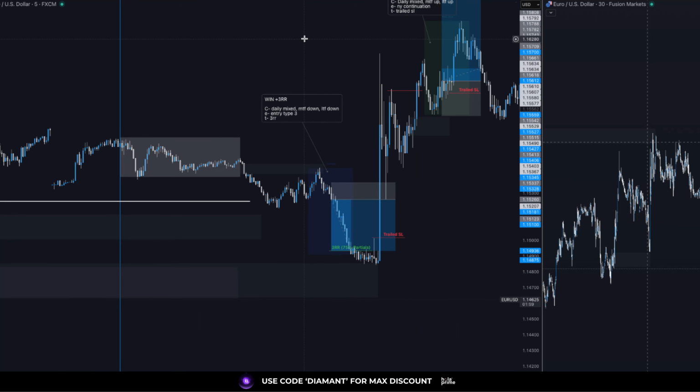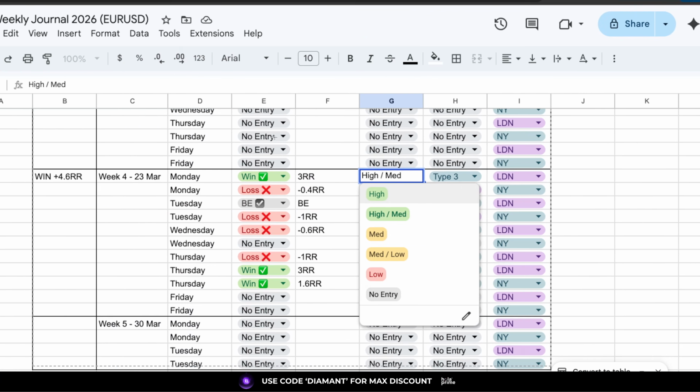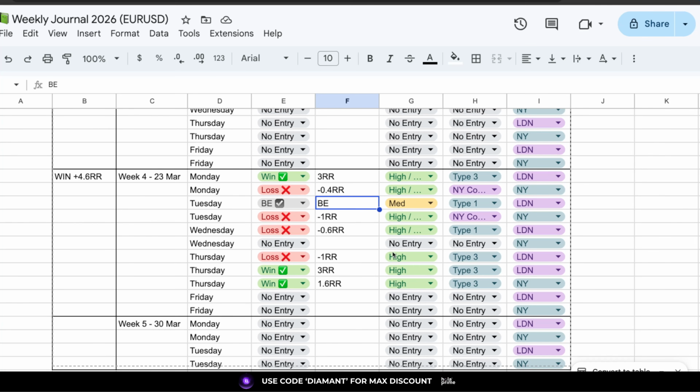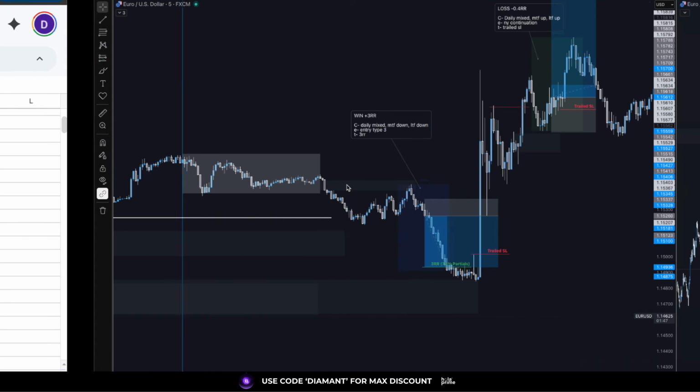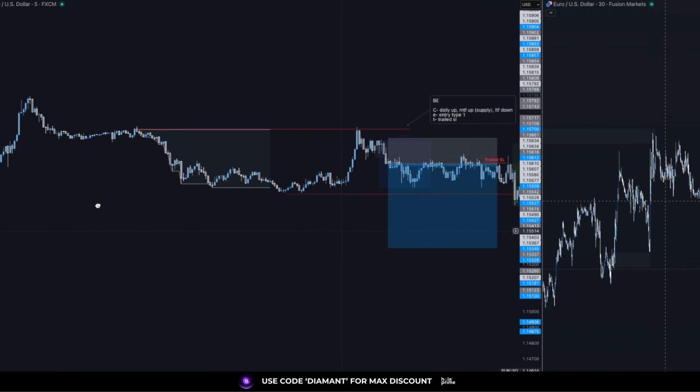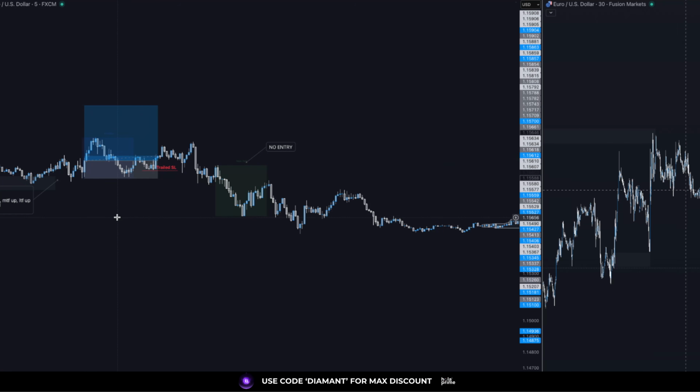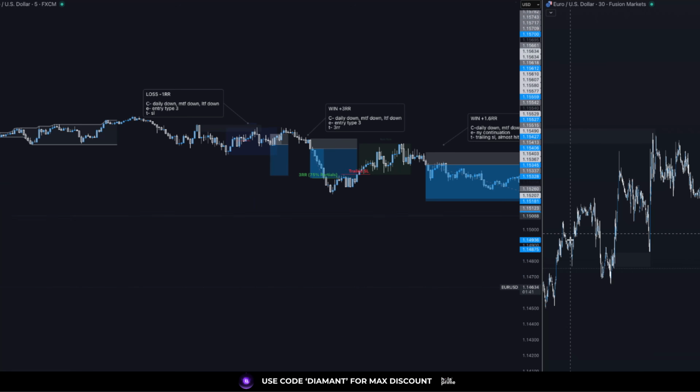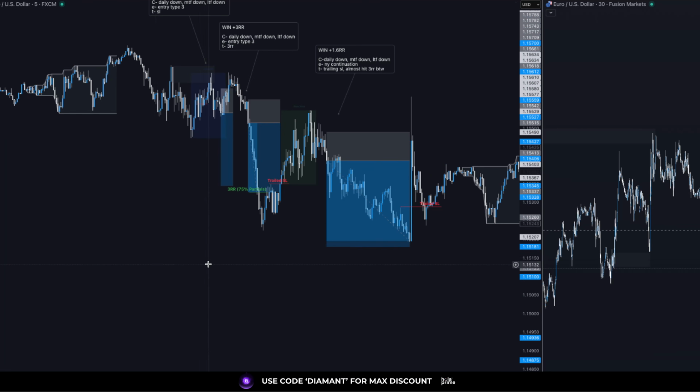So let's look at a few examples. In particular, let's look at the high quality trade setups. So on Thursday of last week, we saw 3 trades. One of them was a loss, 3 risk to reward, and then 1.6. So we'll actually go to the Thursday trades and see what they look like. So if we go to Thursday, yep, here we go. So this was the entire day.